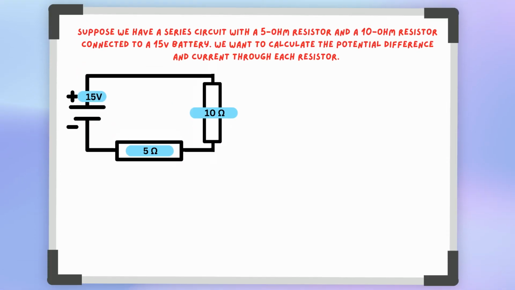Moving on to another example, suppose we have a series circuit with a 5 ohm resistor and a 10 ohm resistor connected to a 15 volt battery. We want to calculate the potential difference and current through each resistor.